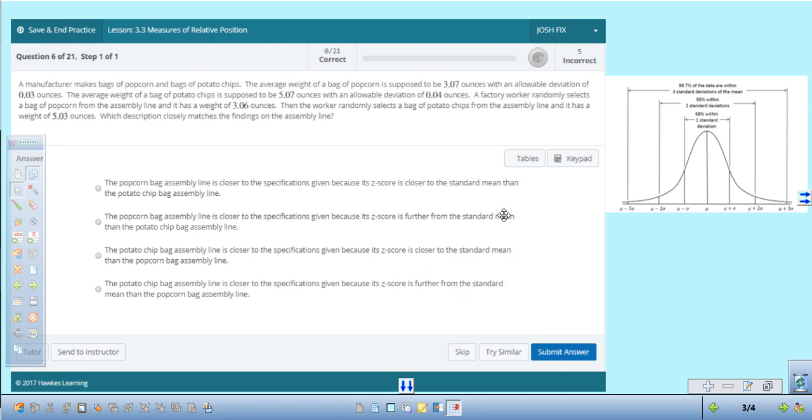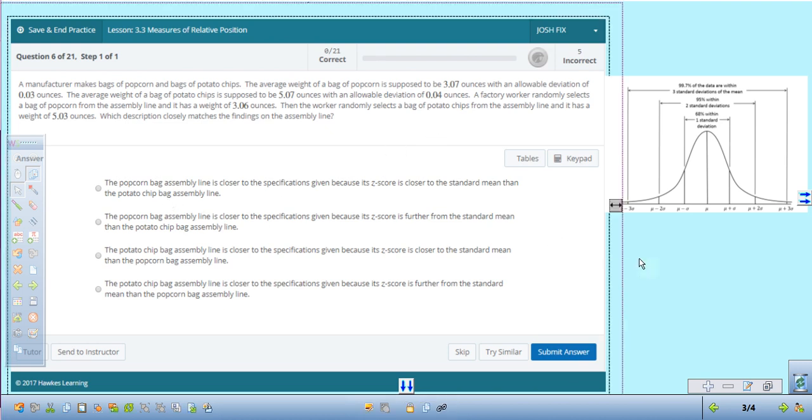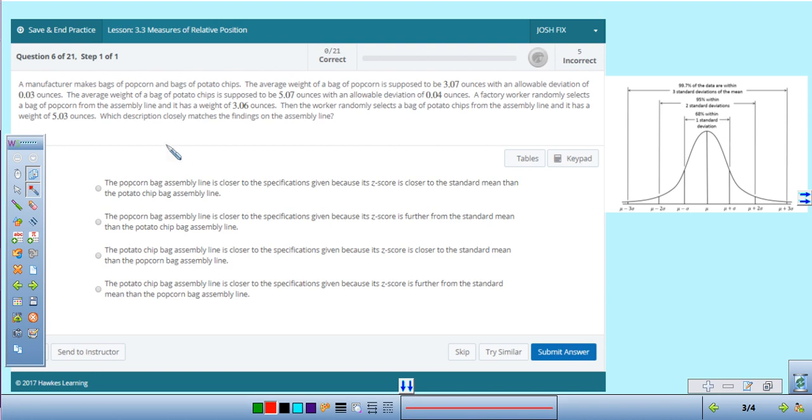Alright, so this is kind of like an application question of a real life scenario where you have the mean and the standard deviation and you're trying to decide which one's going to be the right quantity. So let's take a look at what we got.